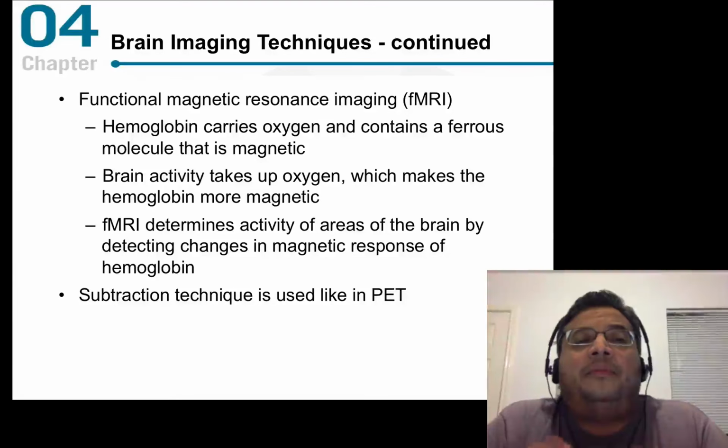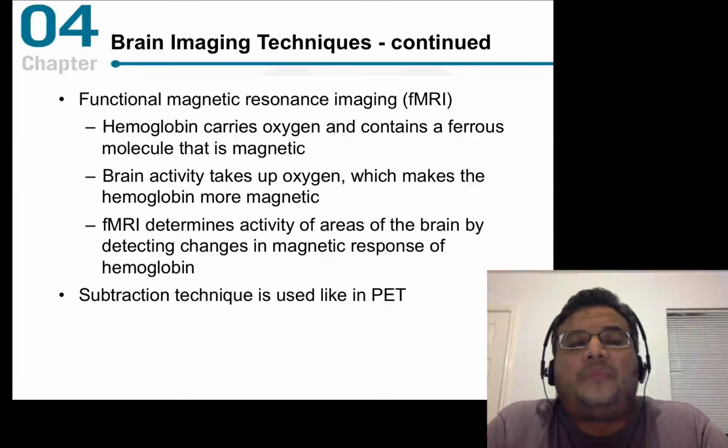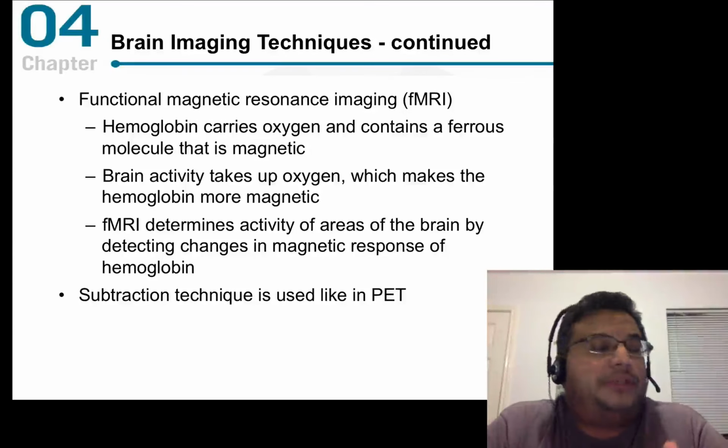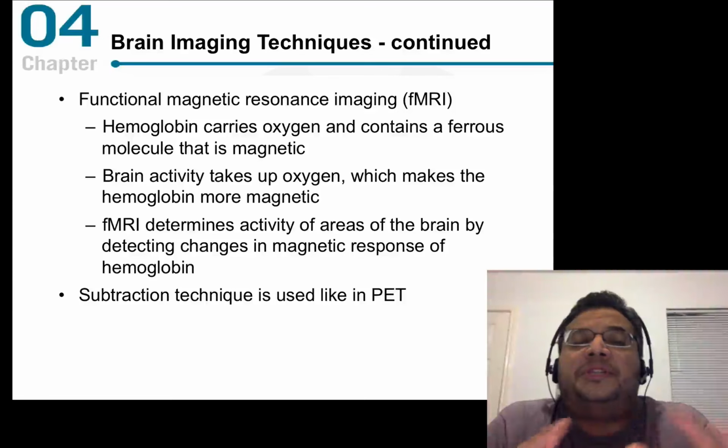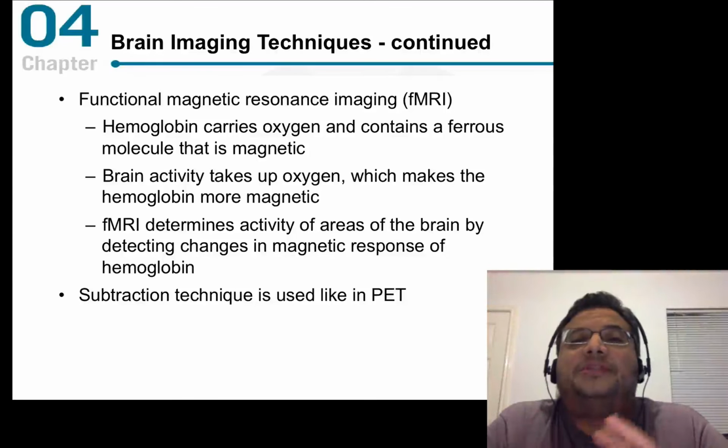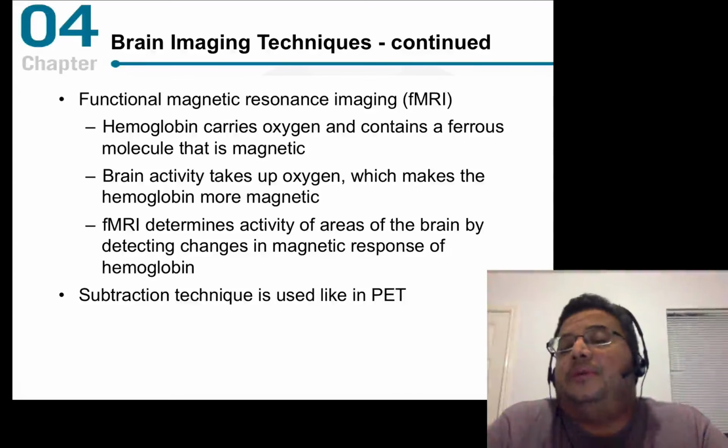And of course, the hemoglobin with this oxygen and iron molecule makes its way to the brain and it gets sucked up. Once the oxygen is removed from the hemoglobin molecule, the hemoglobin becomes more magnetic. So the change in the shape of the molecule makes it more magnetic. So we can actually use this difference in oxygen carrying and non-oxygen carrying hemoglobin molecules to see which brain areas are most active, right? So kind of like we use the same subtraction technique that we use with the PET, right?